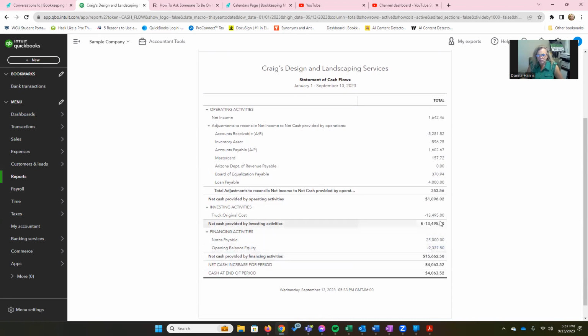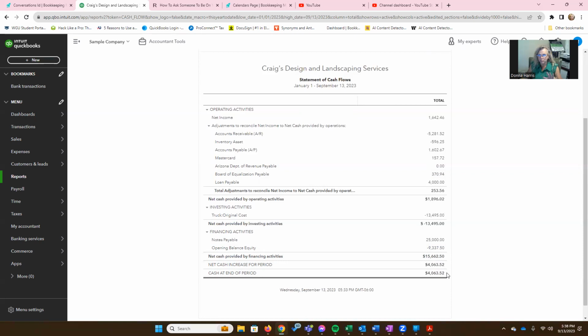So we have cash provided by investing activities. That was the investment that we made in the truck. That's a negative. Money went out. We have cash provided by financing activities. That's a positive number. Money came in. So our net cash increase for the period is $4,063, and cash at the end of the period is $4,063. And remember, there was no beginning cash balance.